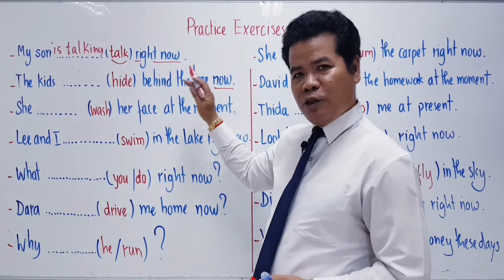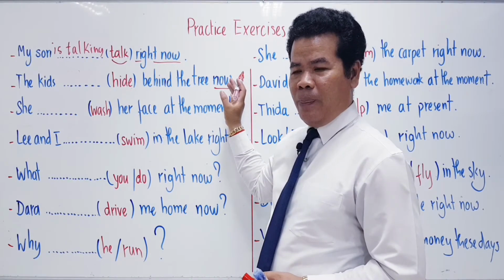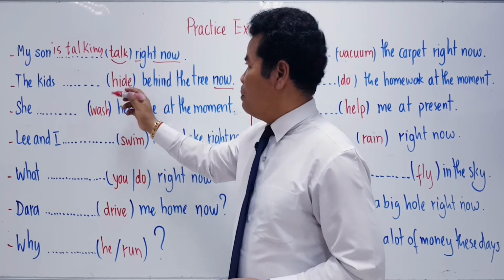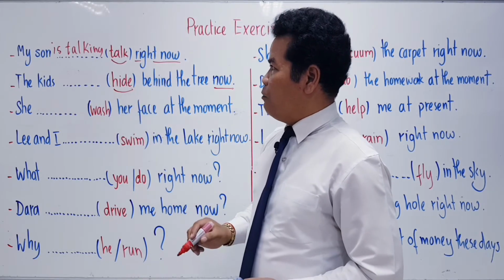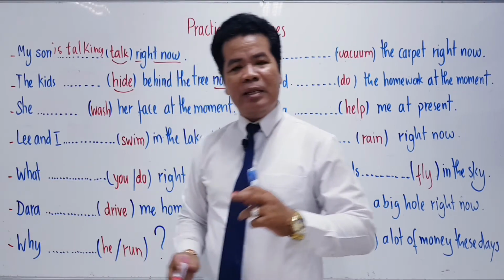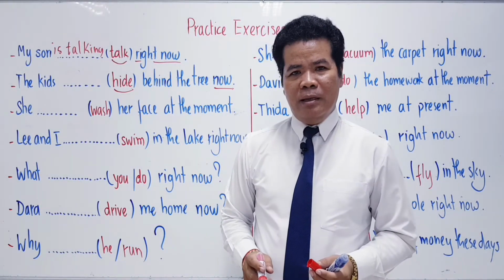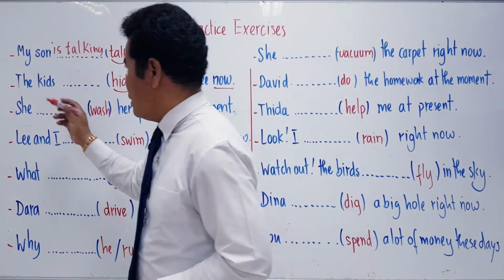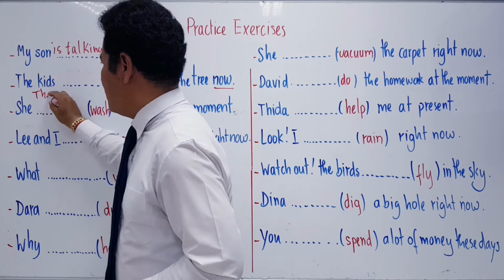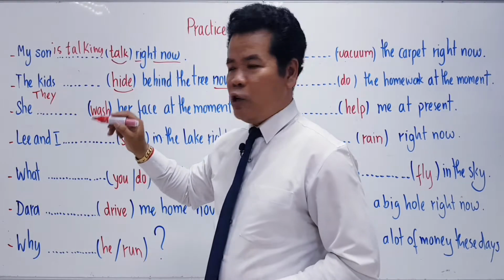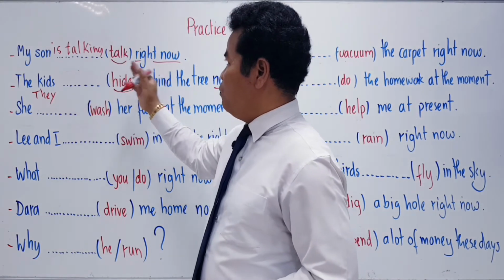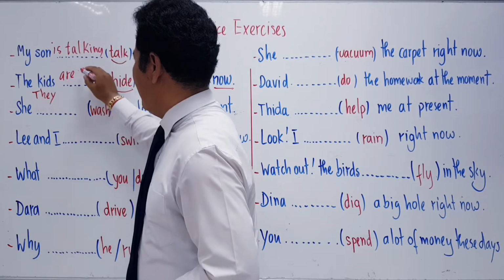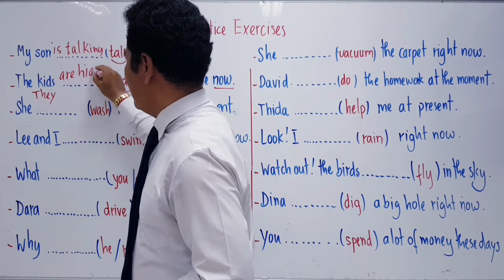Okay? The kids hide behind the tree. Now, it's also the keyword of the present progressive. So look at the example again. The kids hide, the verb to hide. Now look at the form. The kids, how many kids is that? Not only one kid. Two or more than two kids. So what do we have as a subject? We use pronoun they. So when we use they, what part of verb to be are we using now? Are.